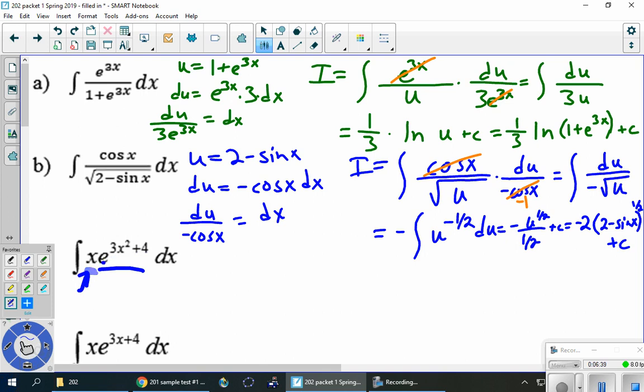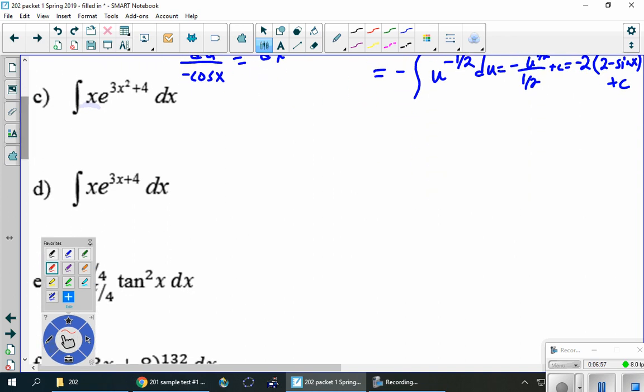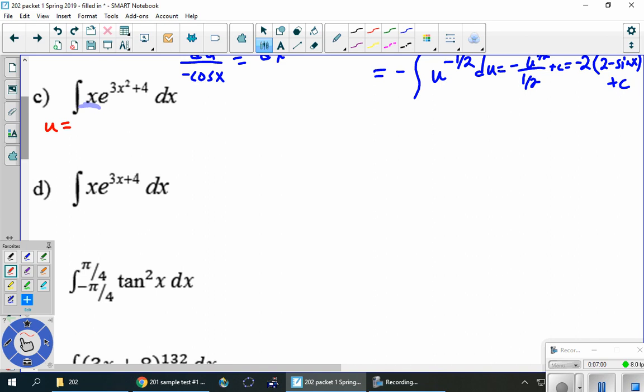But sometimes when you have an e, you let u equal just the power on the e. And in this case, the derivative of 3x squared plus 4 is 6x, which looks an awful lot like what I have. That looks promising. Let's go with that one. Okay, so we're going to let u equal just the power, 3x squared plus 4. And therefore du is 6x. Don't forget the dx.